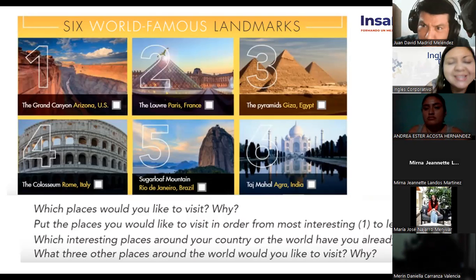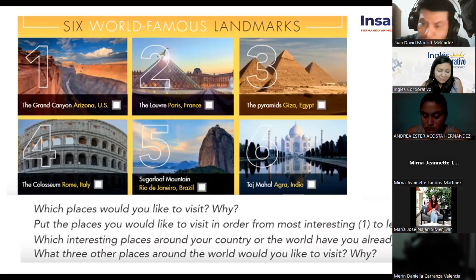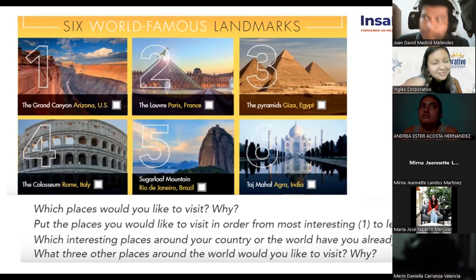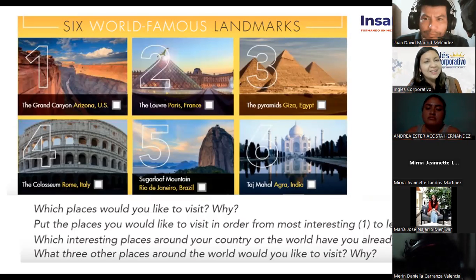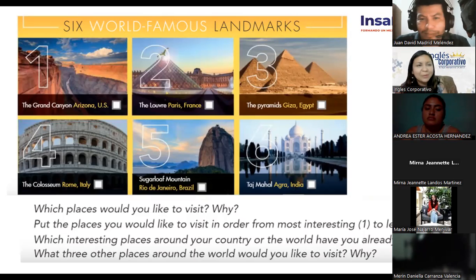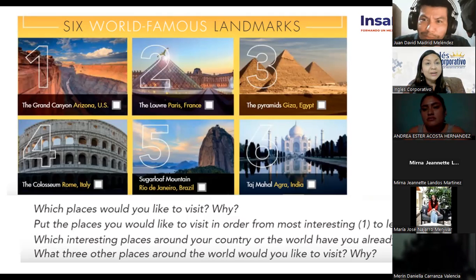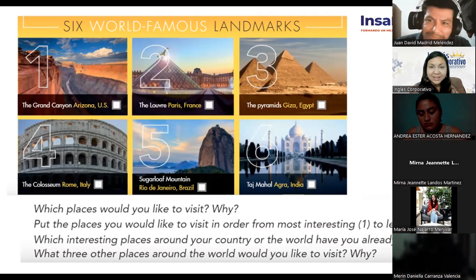Juan David, what interesting places have you visited? El Pital, Cerro Verde, a volcano, and maybe a beautiful beach. Another place is Puerta del Diablo. Oh, you have visited La Puerta del Diablo, the mountain. Okay. Any other person?